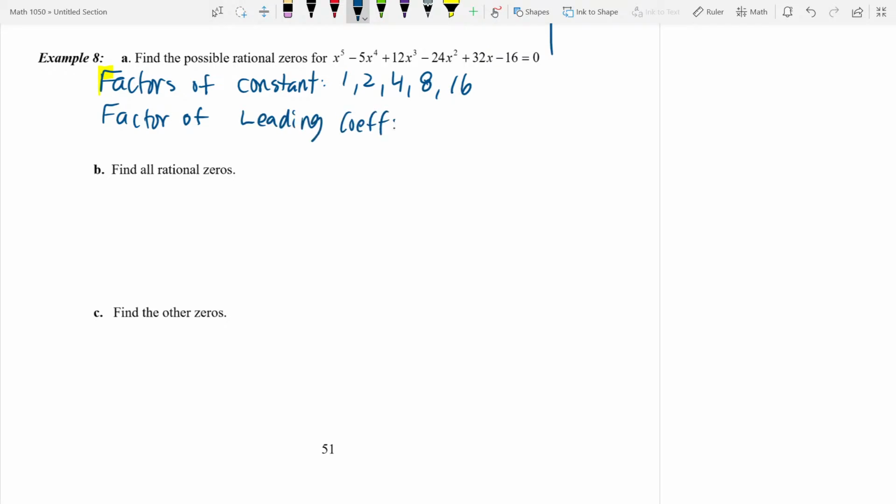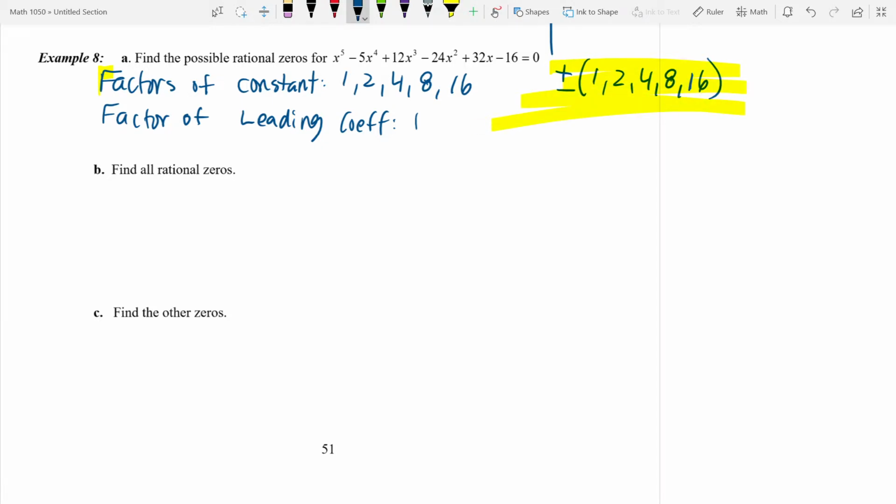The leading coefficient is a 1, so the factors of 1 are 1. You put the constant factors over the leading coefficient factors. So that's 1, 2, 4, 8, and 16, all over 1. All over 1 doesn't change it. Close it off, put a plus or minus, and that's it. Okay, those are your possibles.